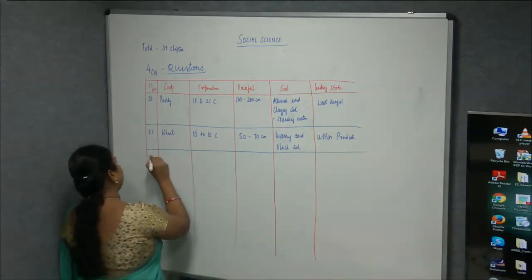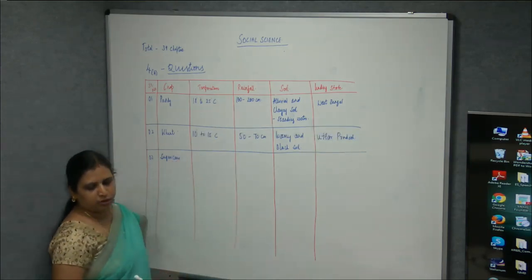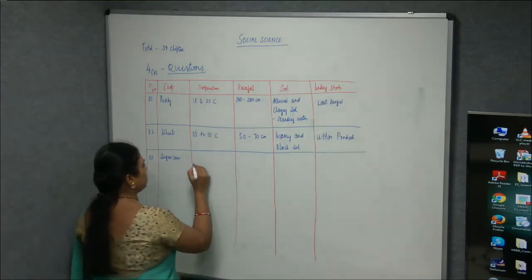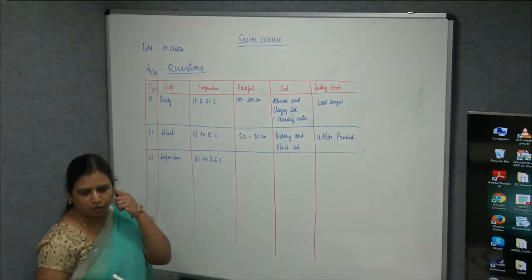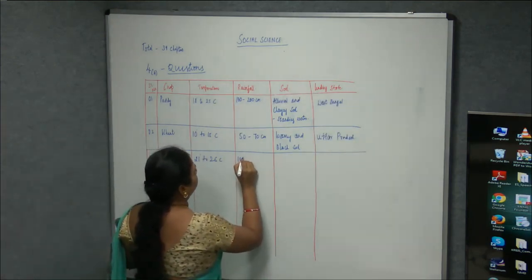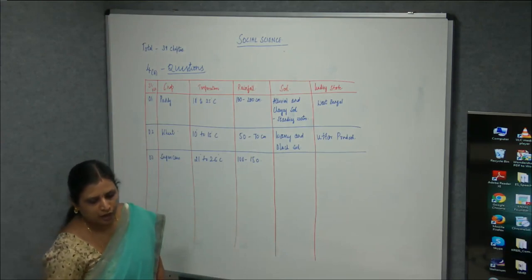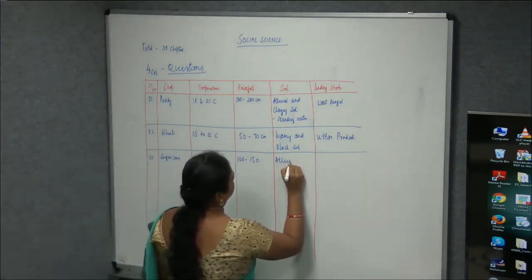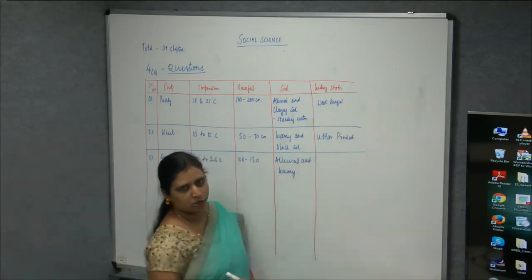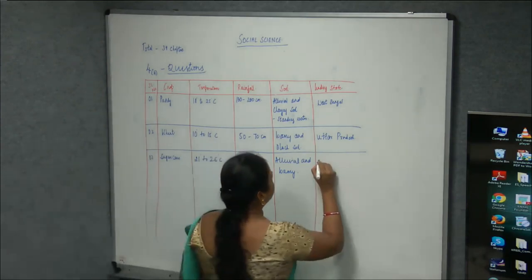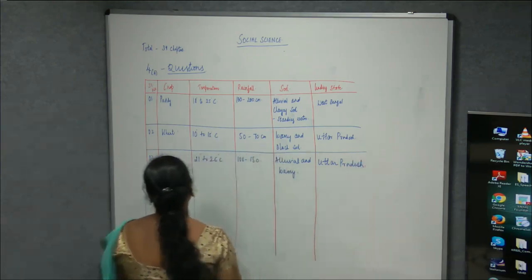So the next one is sugarcane. For sugarcane, we need 21 to 26 degree Celsius temperature. Rainfall we need is 100 to 150 centimeters. Then we require alluvial and loamy soil. Sugarcane's leading state is Uttar Pradesh.